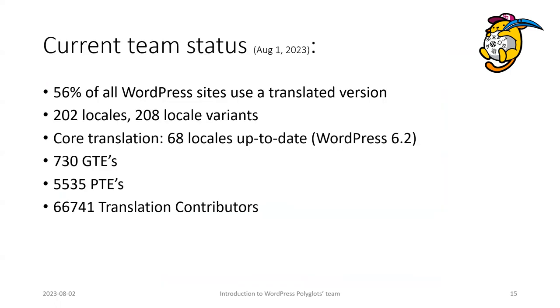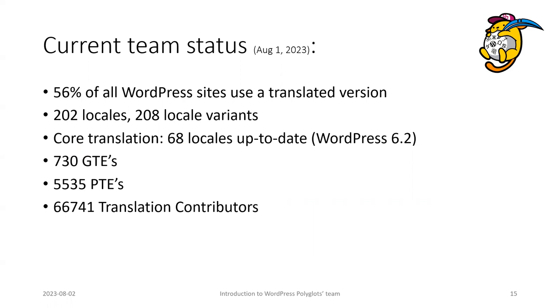So currently, the Polyglots team status as of yesterday, as I mentioned before, 56% of all WordPress sites use the translated versions of WordPress. Some of those are still English, like English Great Britain, English South Africa, but I would say that at least 50% of all WordPress sites are all on non-English now.